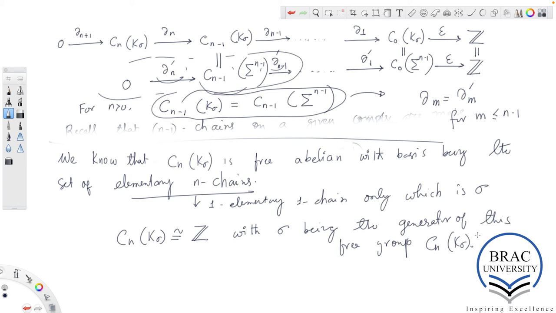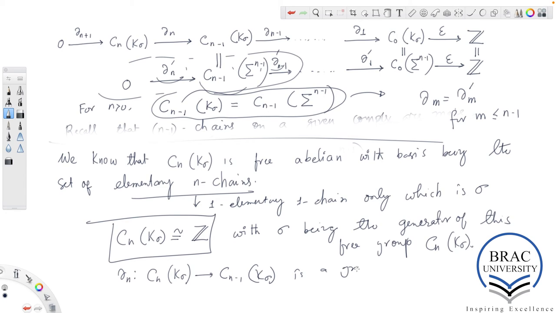Now, since this holds, this group is infinite cyclic, because it is isomorphic to the infinite group Z. Since delta n, which is an operator from the group of n-chains on K sigma to the group of n minus 1 chains on K sigma, is a group homomorphism, and its domain is infinite cyclic, in particular a cyclic group.